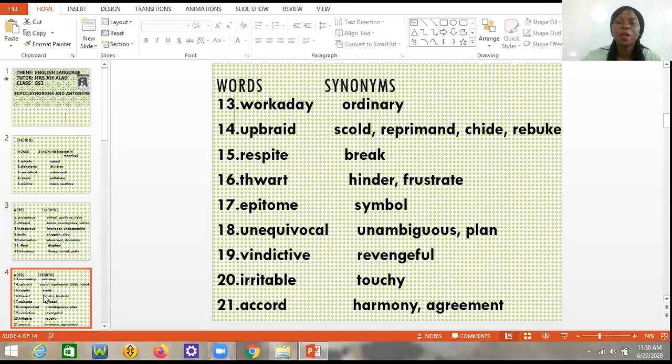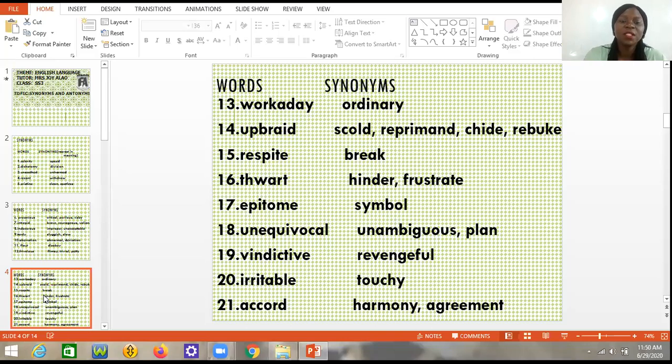Most of these words used to come out in your objective. And you know the objective in WAEC and NECO, you have more of synonyms and words and antonyms. You have almost 15, if not more than that, synonyms and antonyms.